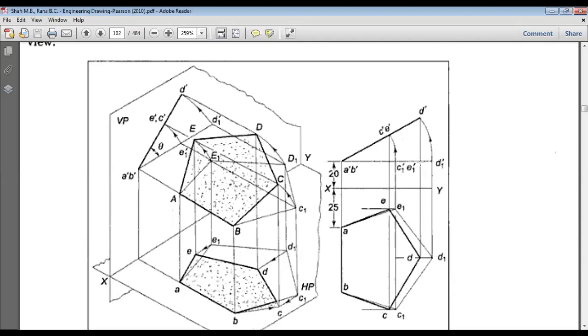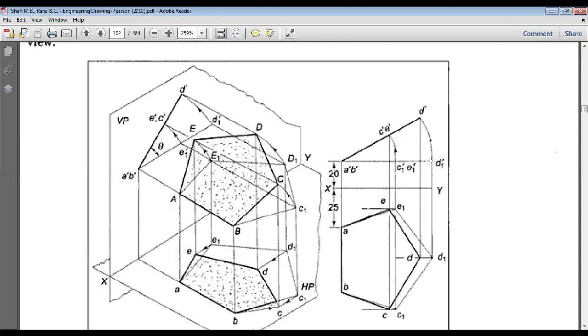Till now we have not got this. Okay, this we have just got: E1 dash. We have got A dash, B dash, C1 dash. So this is what we have got. Okay, so we got a straight line. This is our front view.